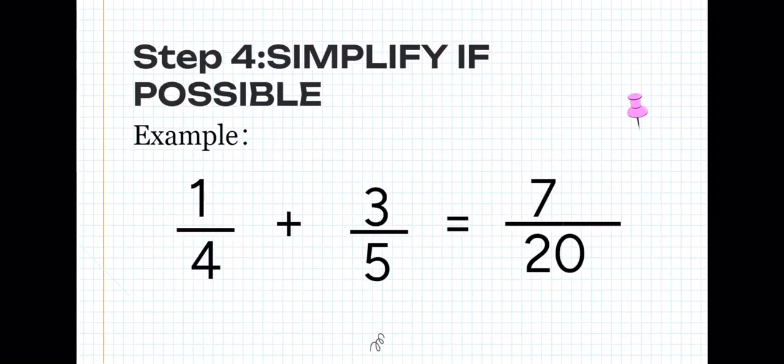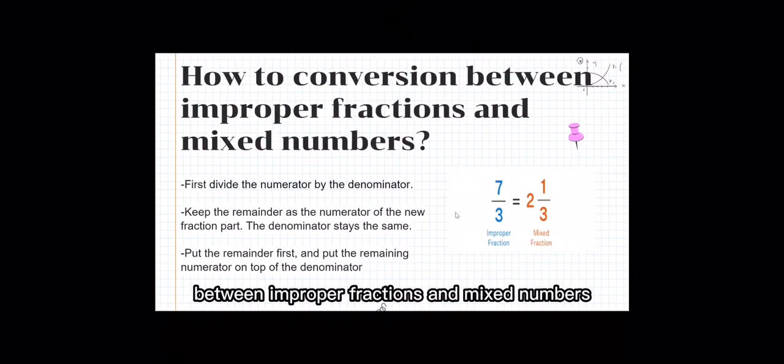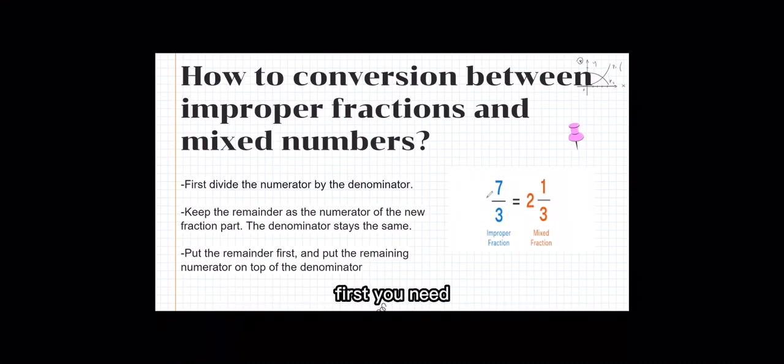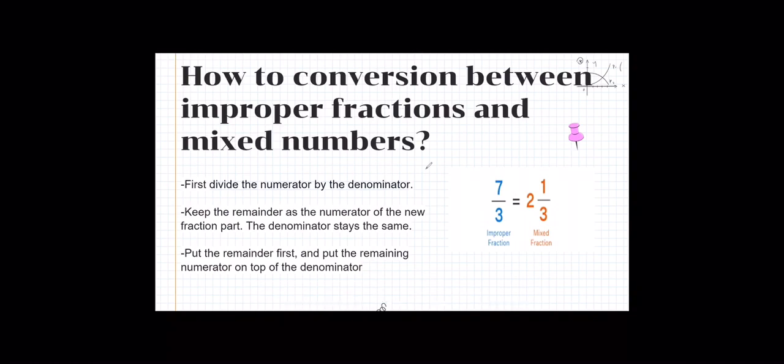How to do conversion between improper fractions and mixed numbers. First, you need to divide the numerator by the denominator. Next, keep the remainder as the numerator of the new fraction part. The denominator stays the same. Put the whole number first and put the remainder on top of the denominator.